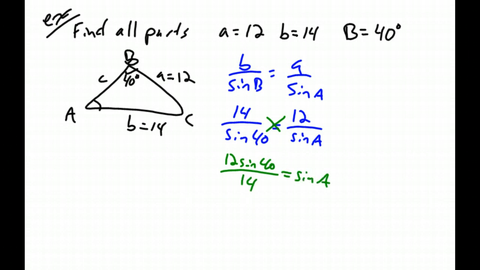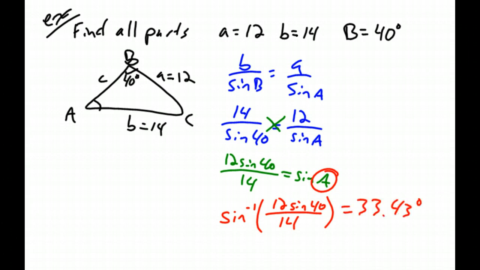so 12 sine 40 over 14 is equal to sine A. Don't forget to find an angle, because that's really all that A is. I'm just trying to find this angle, so I'm going to use the inverse function. In your calculator, you can punch in sine inverse of 12 sine 40 over 14, and that will get you magically 33.43 degrees.